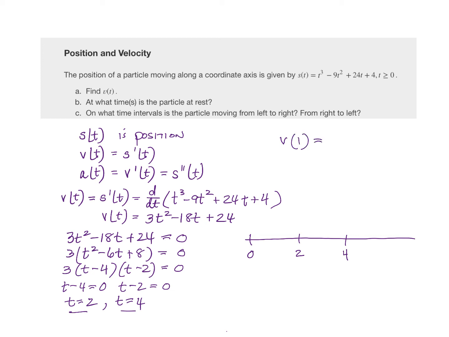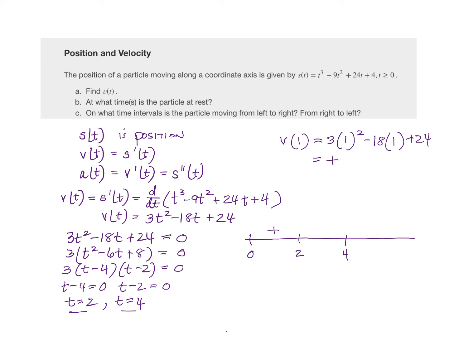If I find the velocity at 1 second, I'm going to get 3 times 1 squared minus 18 times 1 plus 24. And we're not really concerned about the value. We're just concerned about whether this is positive or negative. Okay, so this is fairly simple to calculate. But I'm going to get 3 times 1 squared is just 3. And I'm going to add that to 24, so I get 27. And then I'm going to subtract 18. If I take 27 minus 18, the value I'm going to get is going to be positive, isn't it? So I put a positive sign here.